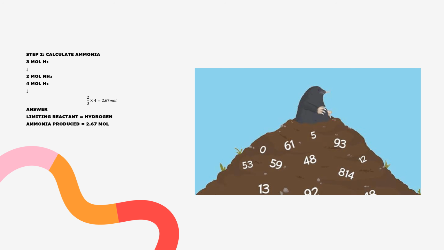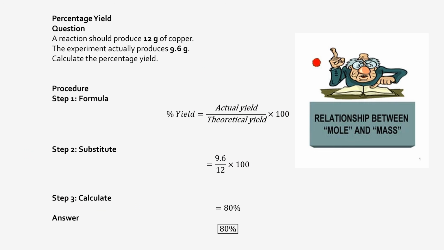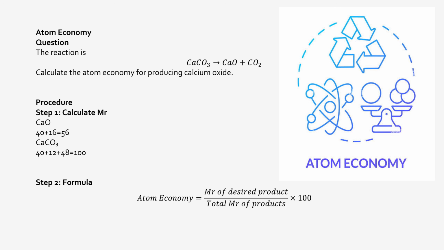Accurate and precise measurements are essential in chemistry. Always use suitable units and consider significant figures to ensure reliability in calculations. Percentage yield compares the actual amount of product obtained with the theoretical maximum. It's a measure of how efficient the reaction was. Atom economy evaluates how many of the reactant atoms end up in useful products. A higher atom economy means less waste and a more sustainable process.